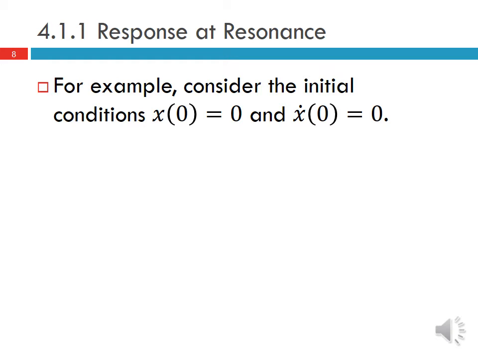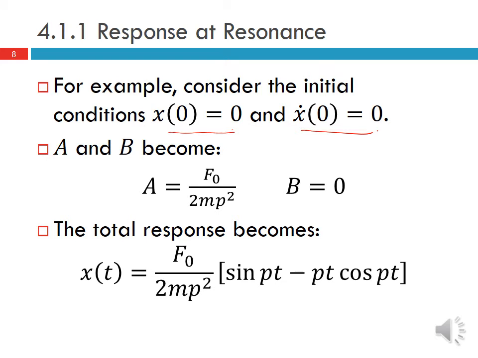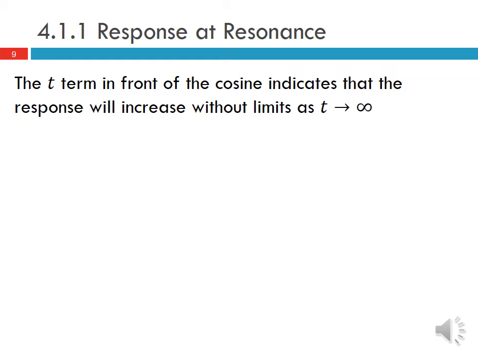If, for example, we have zero initial conditions, then a and b are given as shown here. So a would be f naught over 2mp squared and b would be equal to 0. But this is only for the case where our initial conditions are 0. Then the total response becomes this expression here. Now we can see that there is a t term in front of the cosine, which indicates that the response will actually increase without limits as t goes to infinity.